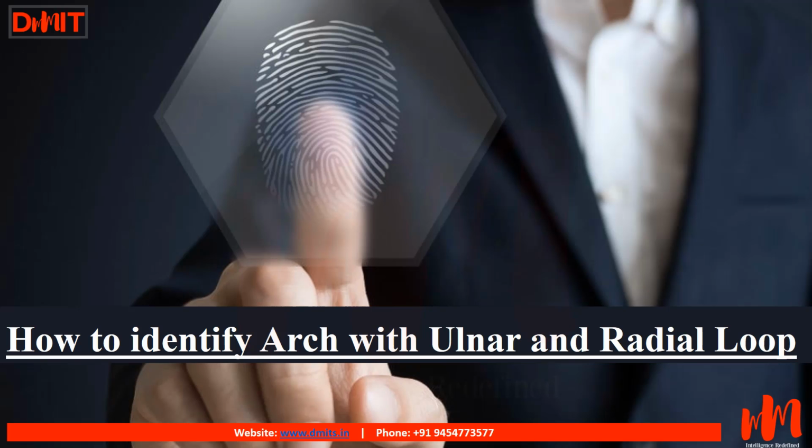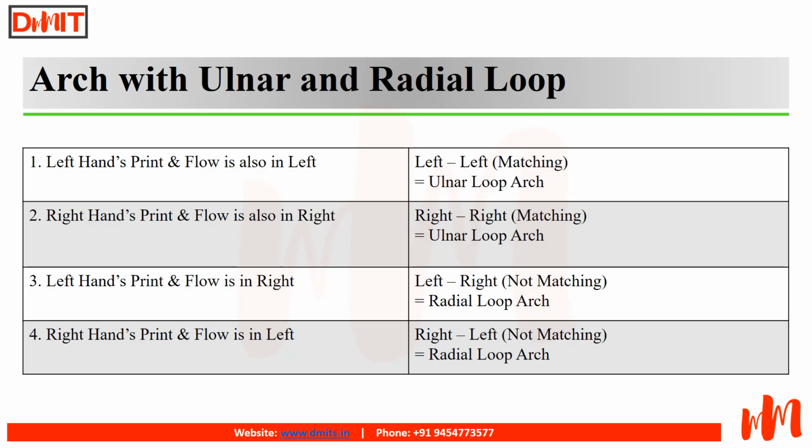Now let us quickly see how to differentiate between an arc with ulnar loop and an arc with radial loop. Here you can see in a tabular form, if it is a left hand fingerprint and the flow is also in the left, that is left and left match, it will be an ulnar loop arc, or you can say an arc with ulnar loop.